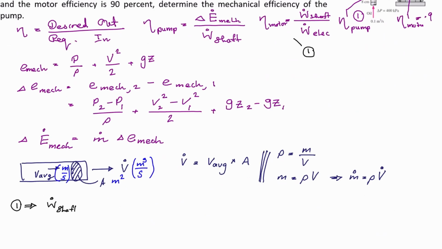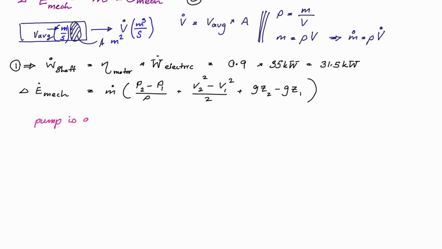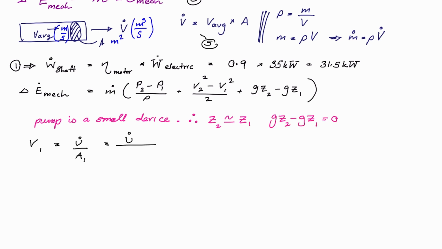First, let's calculate the W shaft, and then we'll proceed to calculate E mechanical energy using equations 3 and 4. Since the pump is a relatively small device, we can neglect potential energy changes, and using equation 5 we can calculate the fluid's velocity at the inlet and outlet.